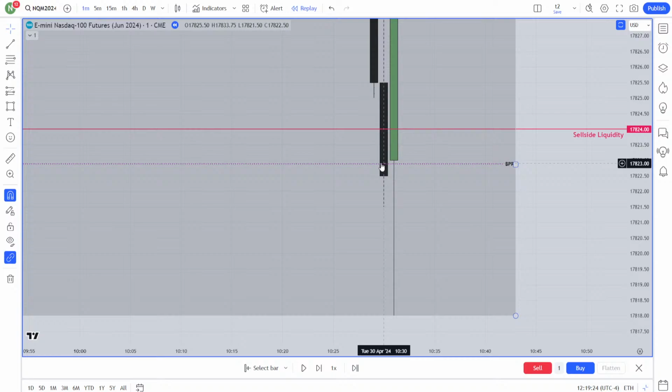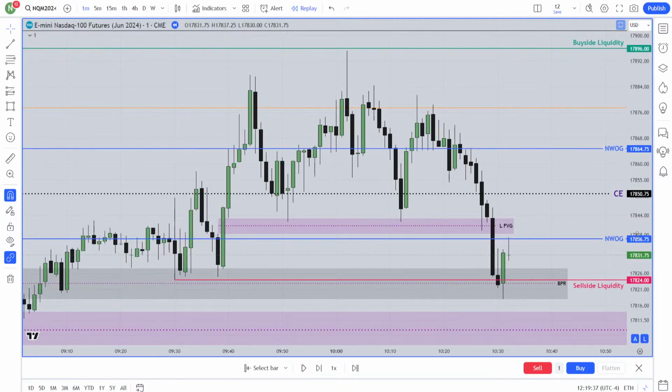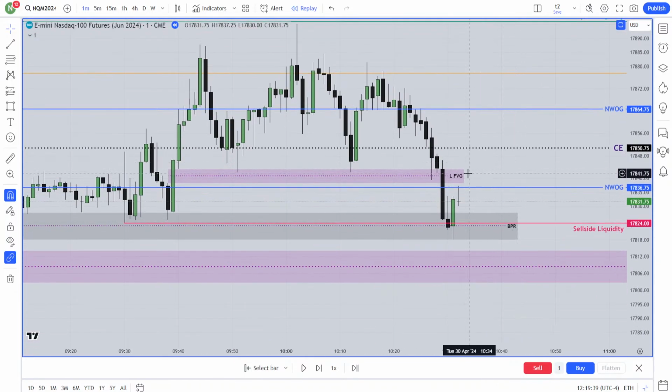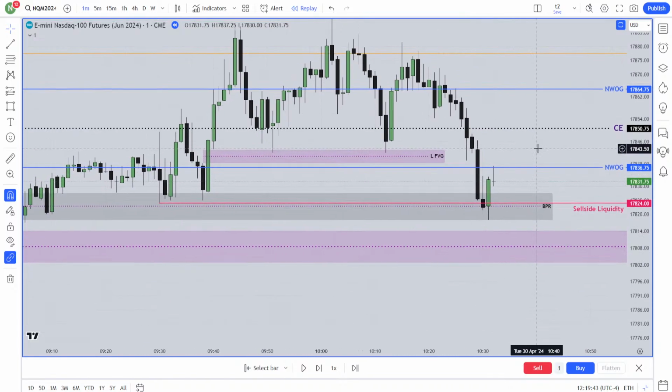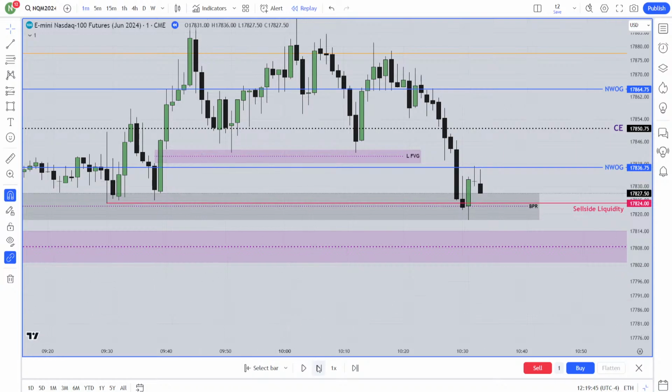It closed below this BPR consequent encroachment. Brother, you told me it has to close at the level of the consequent encroachment. Okay, how many candles closed below this consequent encroachment? One candle. What did I say about one candle? Fake breakout. Oh man, you are just using your fake breakout as a cover. Yeah, I'm doing that, brother.